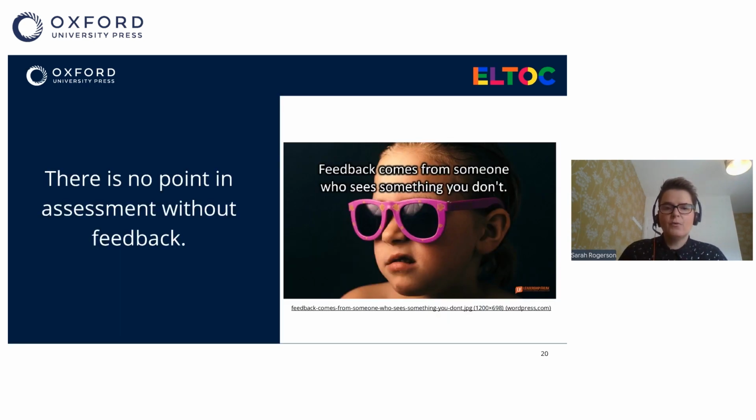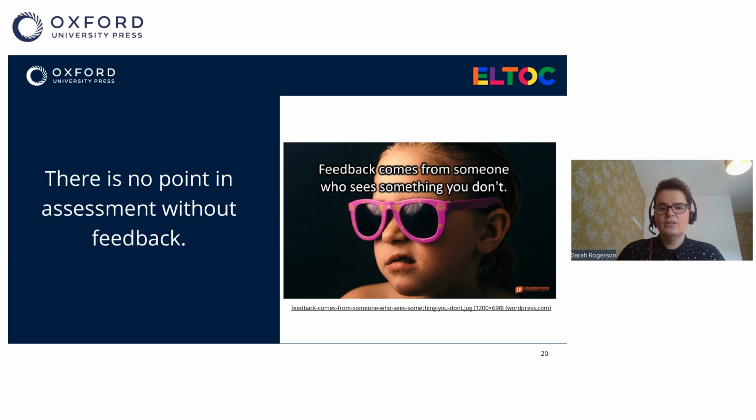So the third point here, and I really loved this image. It says feedback comes from someone who sees something you don't. How great is that? Because lots of us aren't maybe that self-aware about our positives and negatives. And so feedback is the way that we're going to learn about that. So there is no point in assessment without feedback. And that is, for me, the most important thing about assessment. Do not assess without giving feedback to your students, because there's no point in it. They're just sitting there writing on a piece of paper. They're not getting any feedback from it. That's not driving learning forwards. It's wasting your time and it's wasting their time.